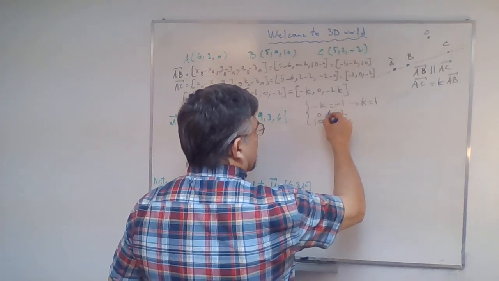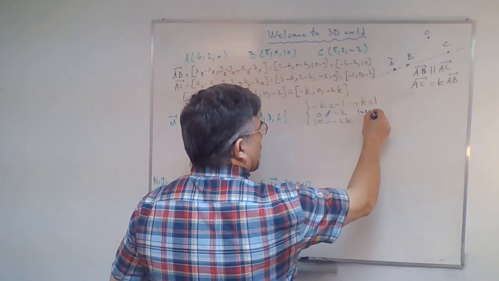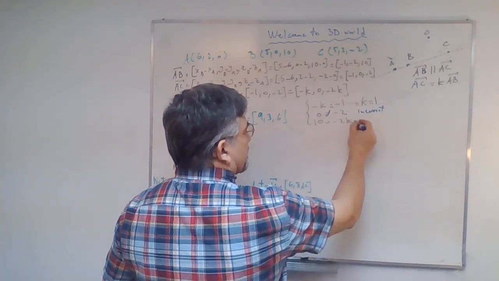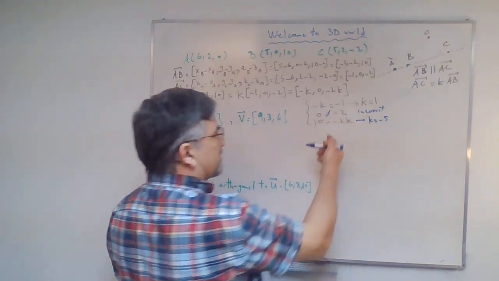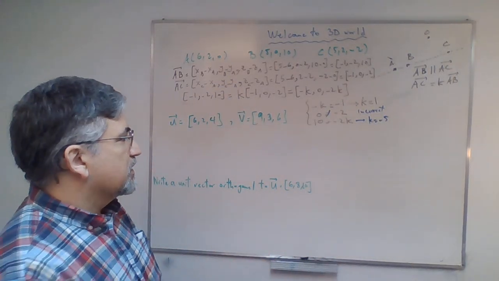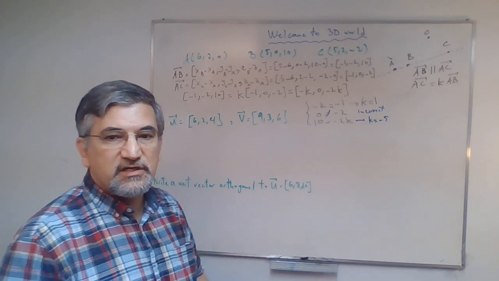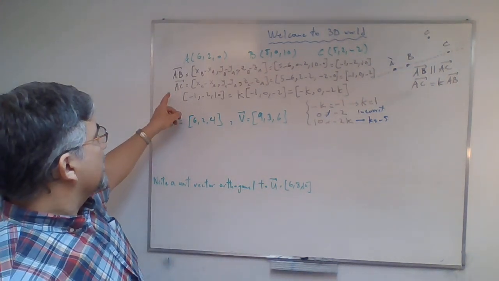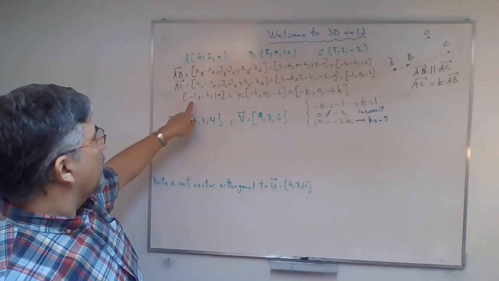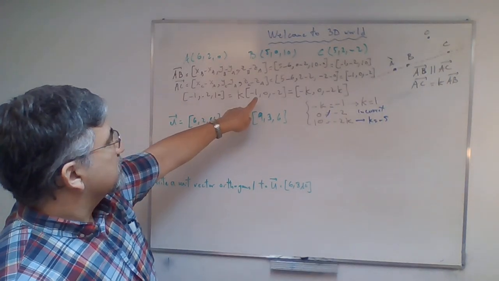Okay, so that is incorrect. And from the other equation, k happens to be negative 5. So you see that we don't have a unique value for k such that AC or AB be equal to k times vector AC.